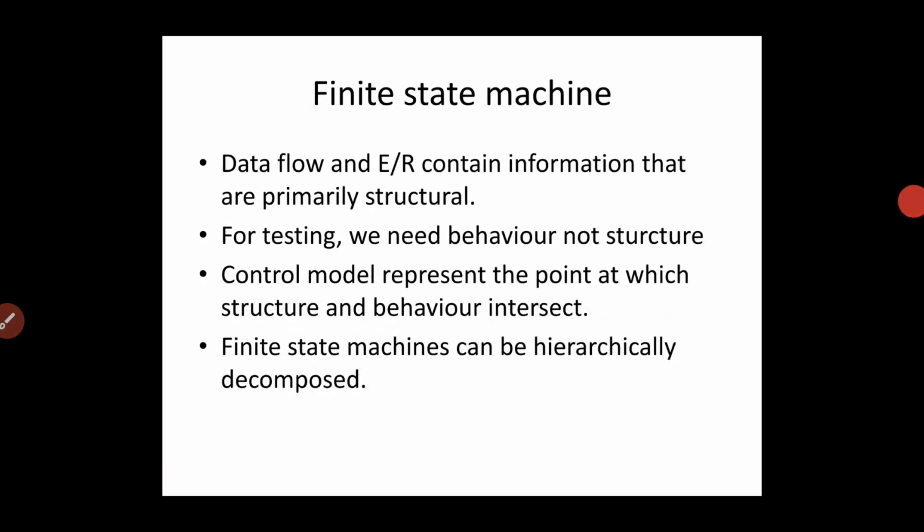First one we see is the data flow diagram, second one is the entity relationship diagram, third one is the finite state machine. These are all ways of describing the ATM machine. Right? Data flow and ER contain information that is primarily structural. For testing, we need behavior. To execute testing, we need the behavior approach of the system. That's why the control model represents the point at which structure and behavior intersect. That's why the finite state machine can be hierarchically decomposed.